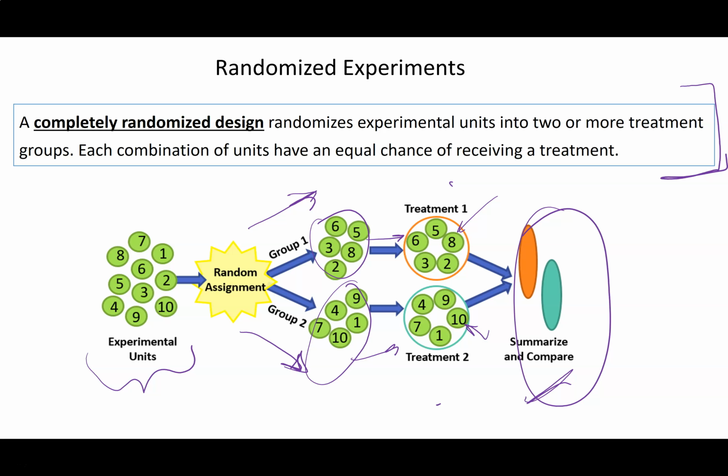And the idea here is the probability of me selecting these 5 to be in group 1 is just as likely as me picking any combination of 5 from experimental units 1 through 10.